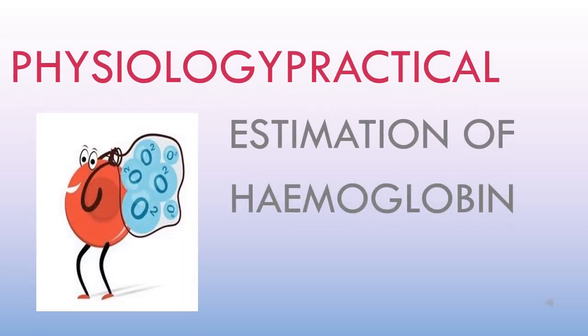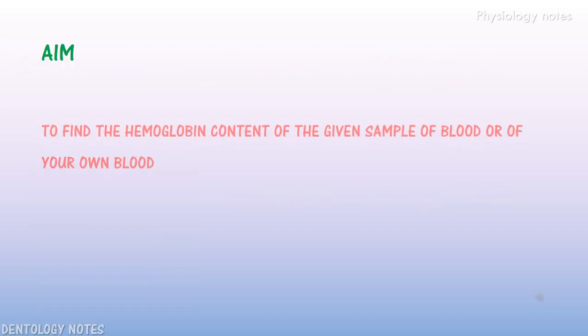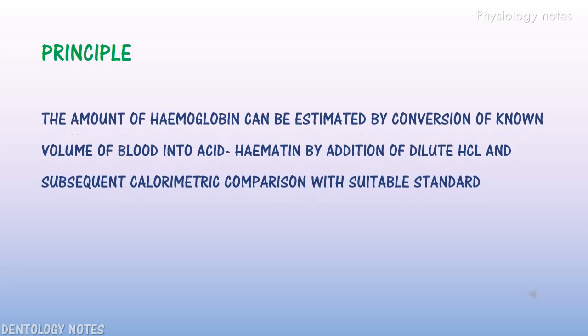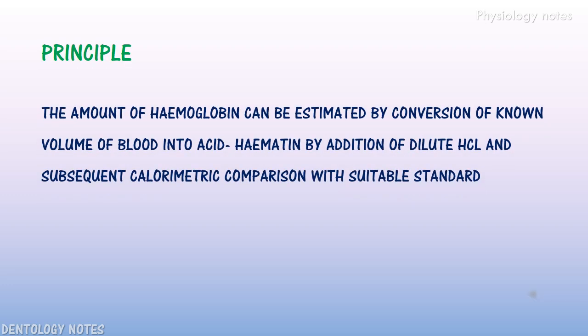Hi guys, in this video we are going to learn about the estimation of hemoglobin level in the given sample. Aim: to find the hemoglobin content of the given sample of blood or of your own blood. Principle: the amount of hemoglobin can be estimated by conversion of known volume of blood into acid hematine by addition of dilute HCl and subsequent colorimetric comparison with suitable standard.